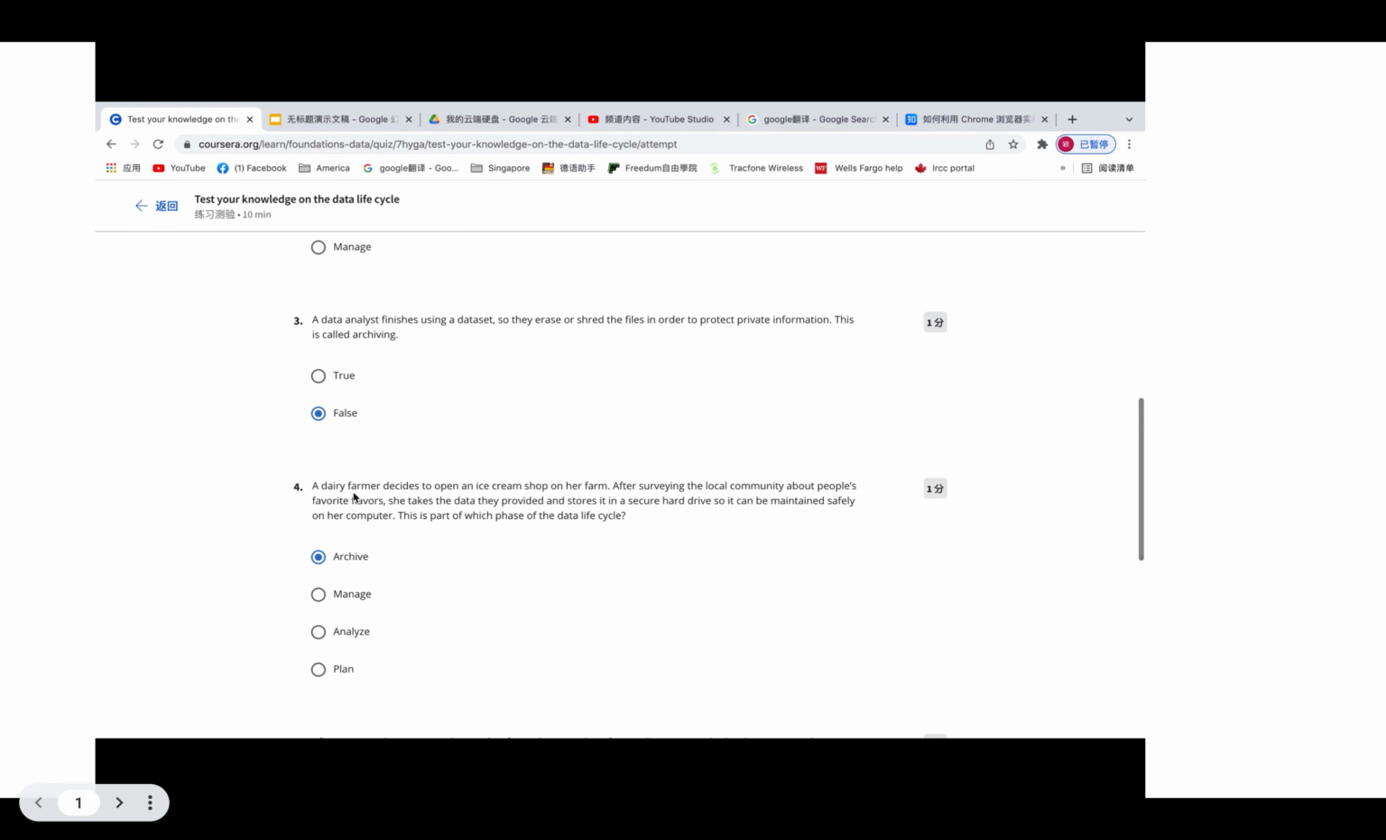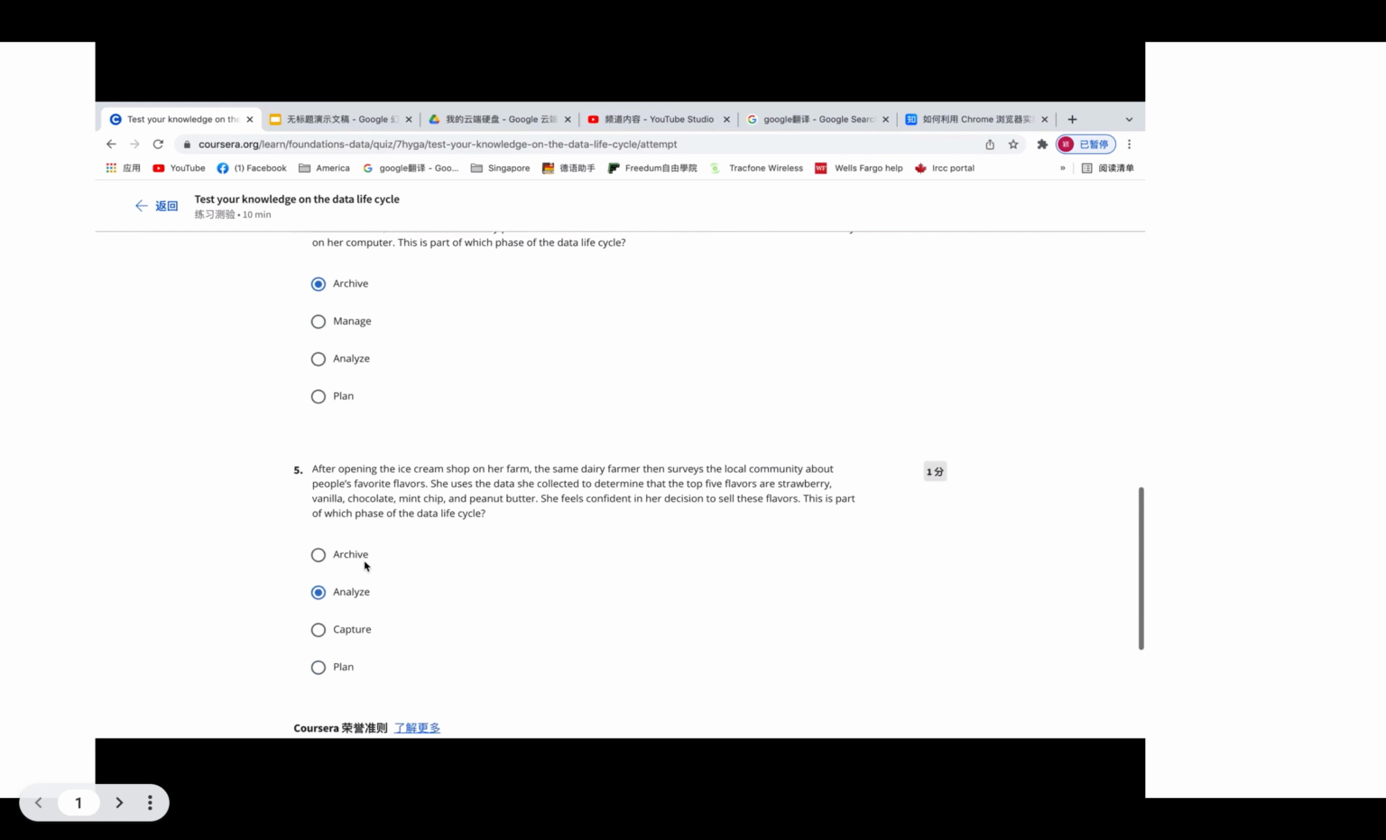Number four, a dairy farmer decides to open an ice cream shop on her farm after surveying the local community about people's favorite flavors. She takes the data they provided and stores it in a secure hard drive so it can be maintained safely on her computer. This is part of which phase of the data life cycle? Archive. Yeah. Number five.